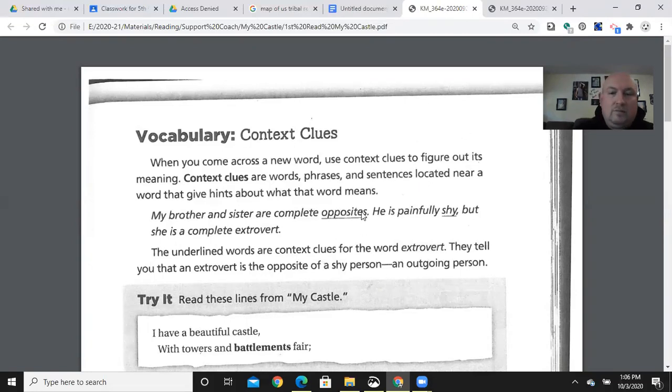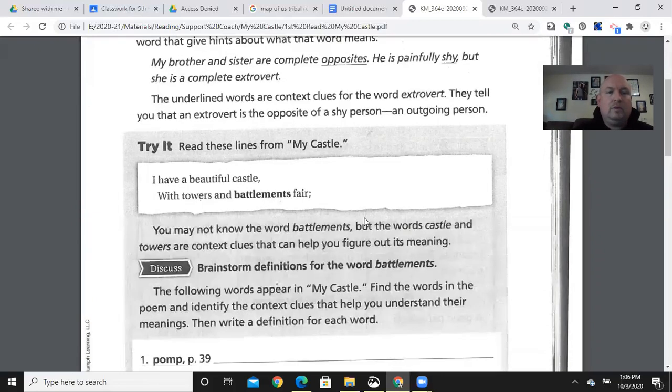And we look at that, and we see that brother and sister are opposites. That means one is one way, one's the other. If he's shy, the opposite of shy is outgoing, or in this case, extroverted, which is the opposite of introverted, which is someone that is shy.